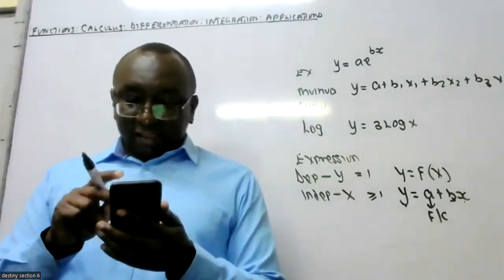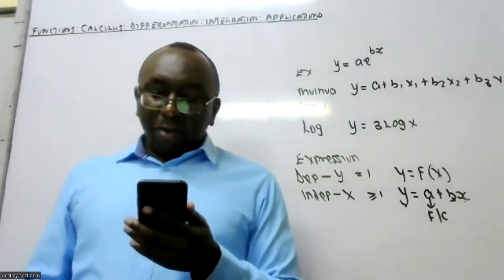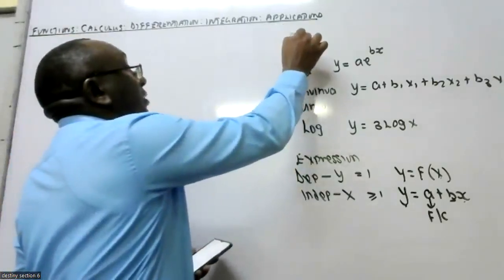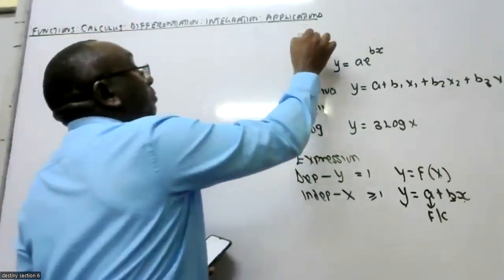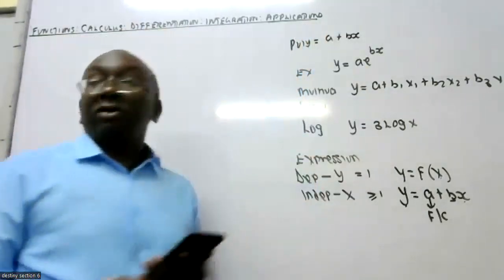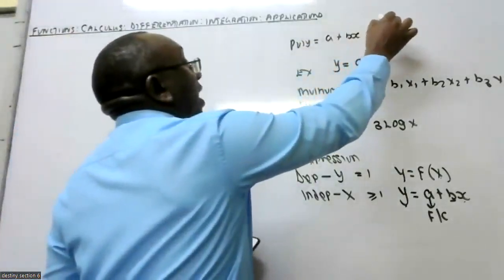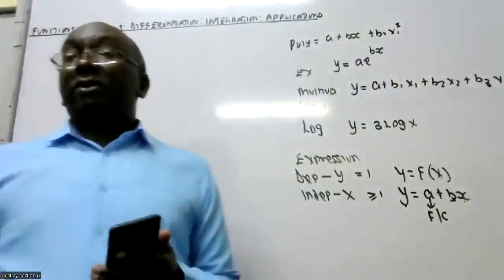Now, the other thing is what we call polynomial functions. A polynomial function is simply a function that has powers, a function whose values are raised. For example, we have a plus bx. Now, that is a polynomial function of the first order. But if you have b1 x1 raised to power 2, that is second order, and so on.